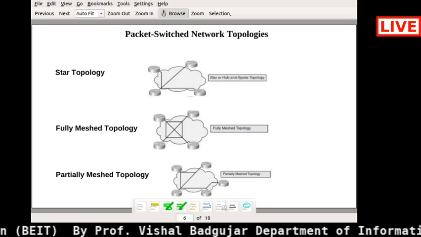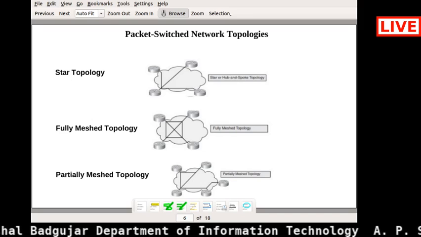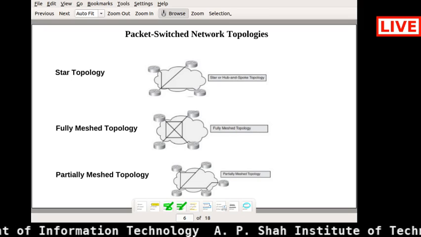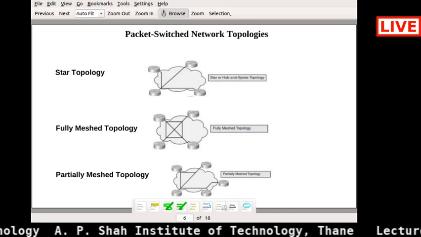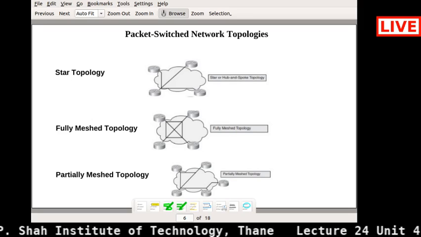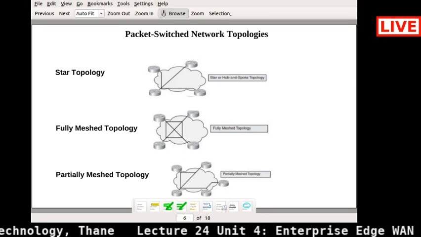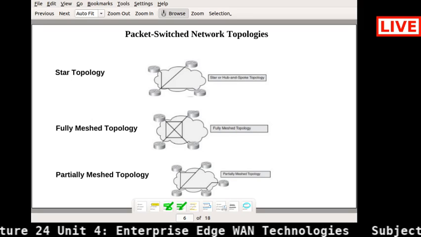And if I want to comment on the configuration, the configuration of the router is also very complex in this particular case, because you don't have any multicasting support over here, and you want to provide any-to-any connectivity in the fully meshed topology. Therefore, the router's configuration will be more complex in that case.